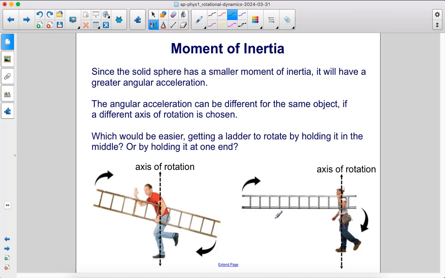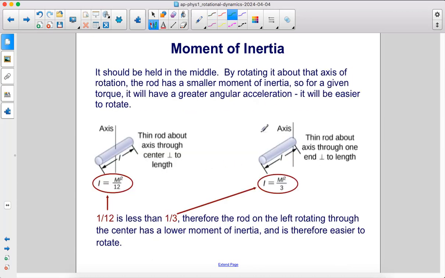Which would be easier, getting a ladder to rotate by holding it in the middle or by holding it at one end? It should be held in the middle. By rotating it about that axis of rotation, the rod has a smaller moment of inertia, so for a given torque, it will have a greater angular acceleration. It will be easier to rotate.